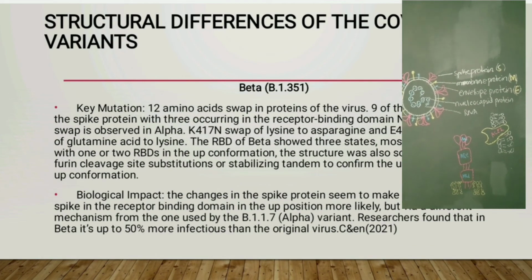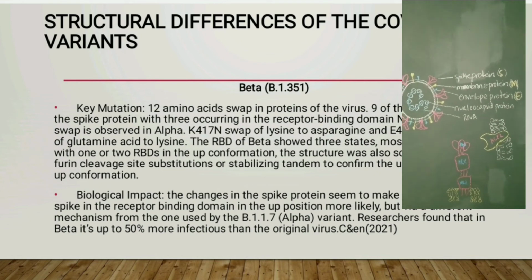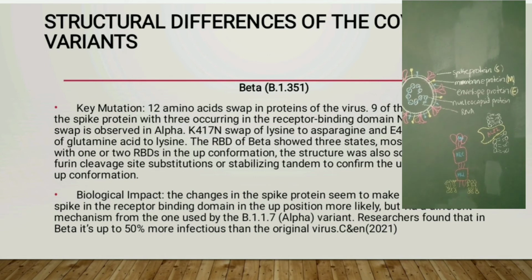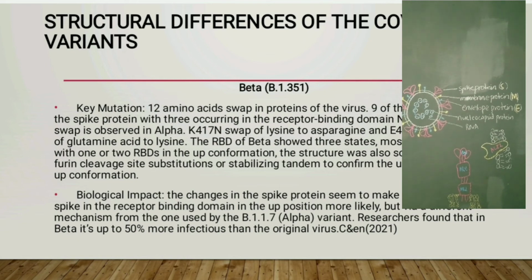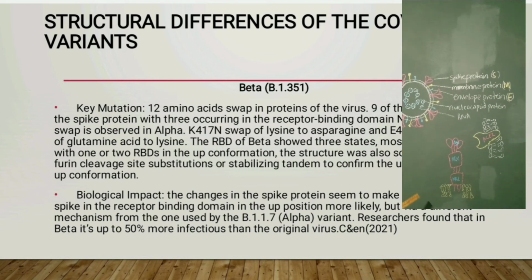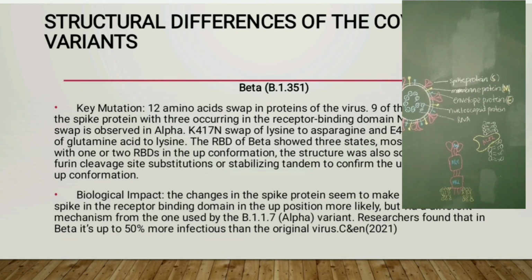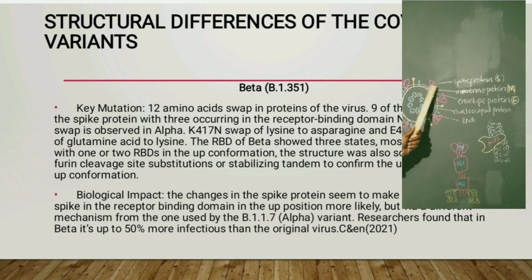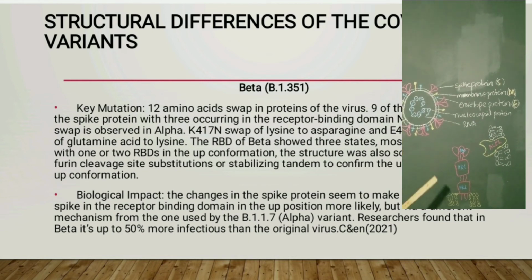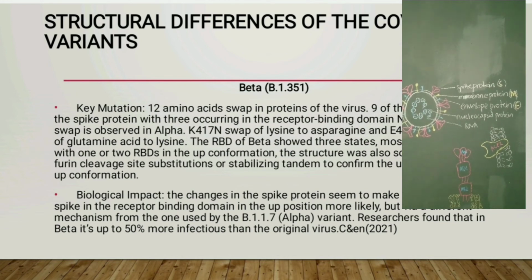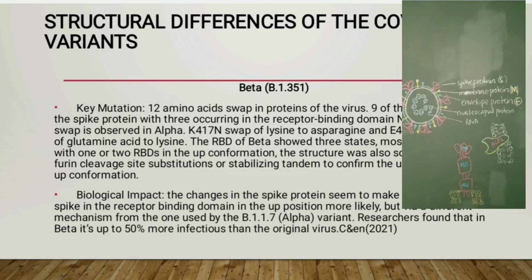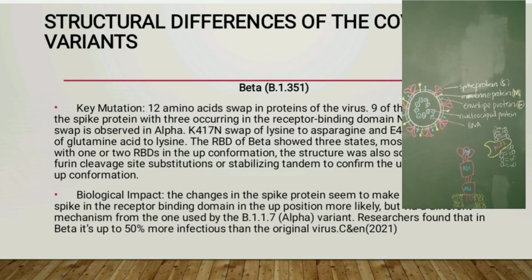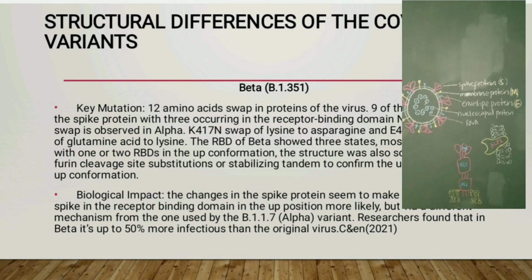Okay. Next variant that we can look at is beta, which is also known as B.1.351. So this variant has 12 amino acid swaps in the protein of the virus, compared to alpha, which has 15 amino acid swaps. 9 of those swaps occur in the S protein, again the spike protein, with 3 occurring in the receptor binding domain: N501Y, the same swap observed in the alpha, K417N, a swap of lysine to asparagine, and the E484K mutation. This helps the virus to escape the immune system.